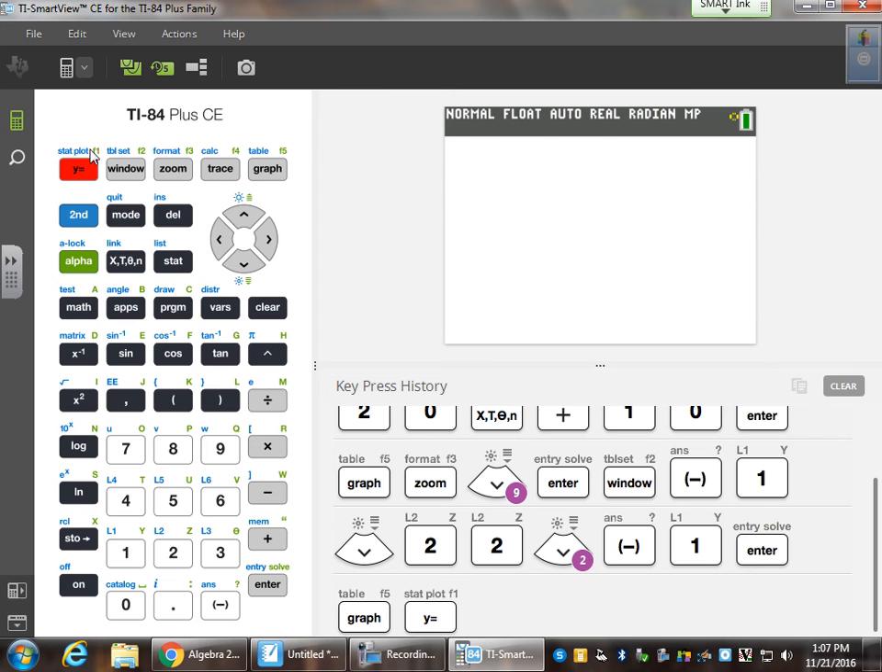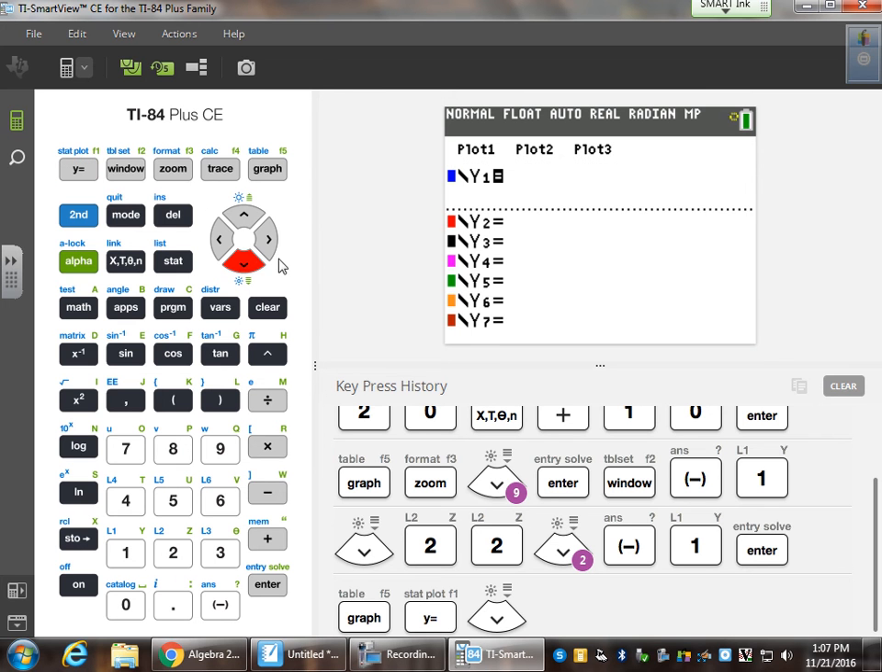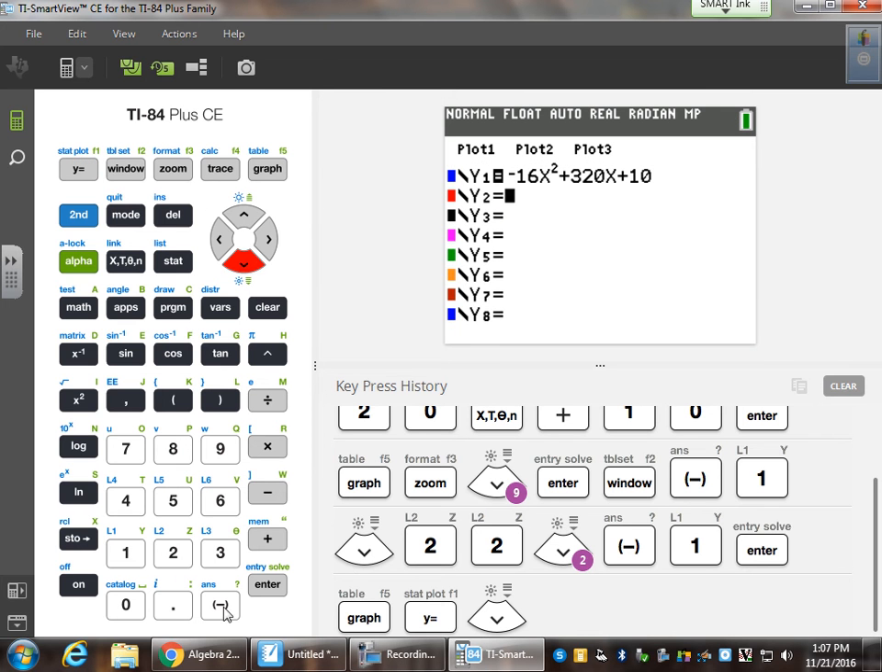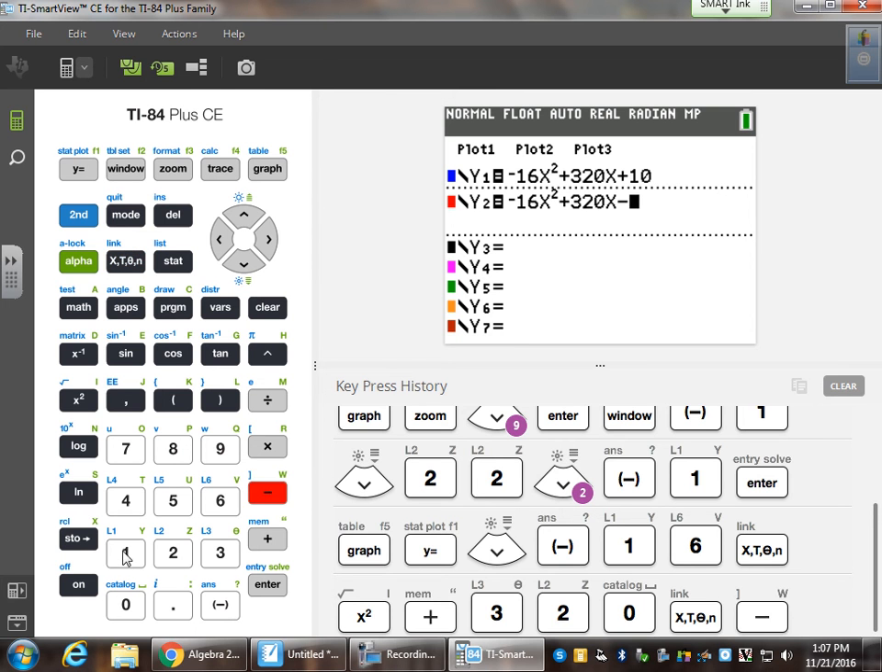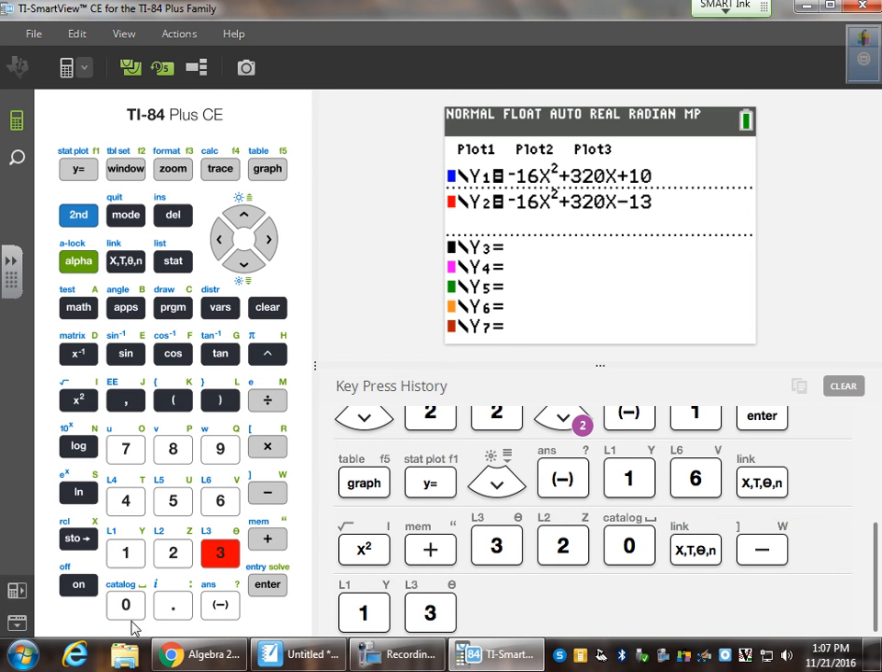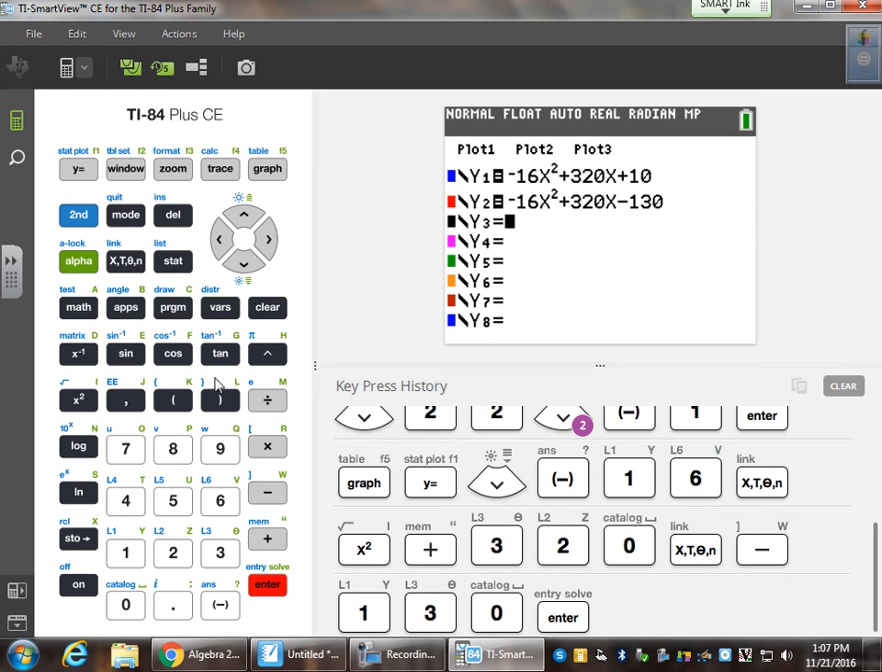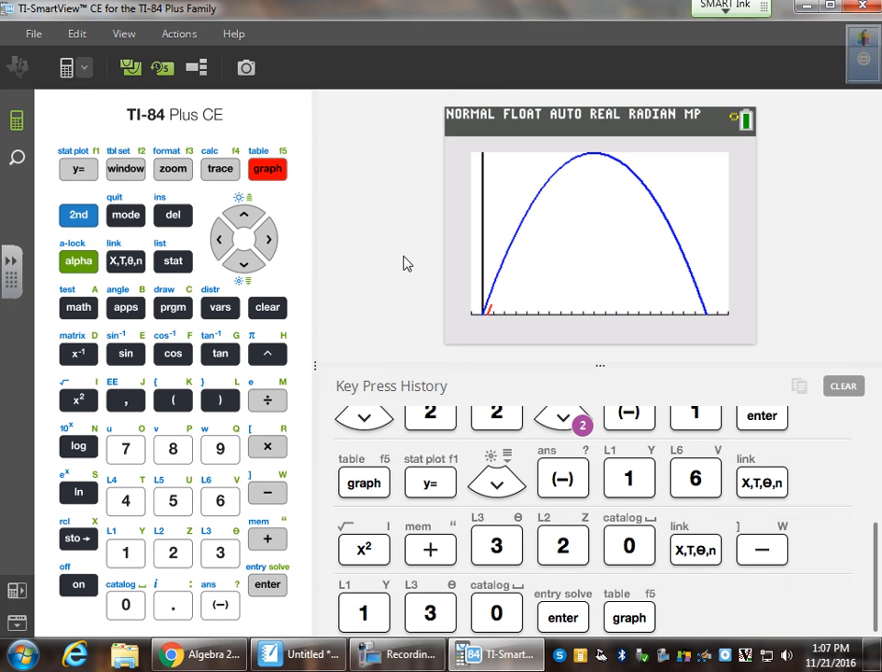So go back to y equals. Hit your down arrow. We want to leave this graph on the window. So -16x squared plus 320x. But now it's minus 130. Enter. Graph. Notice the visible shift down. So really, I wonder if I can write on this. Nope, I can't. All right, well, let me try.